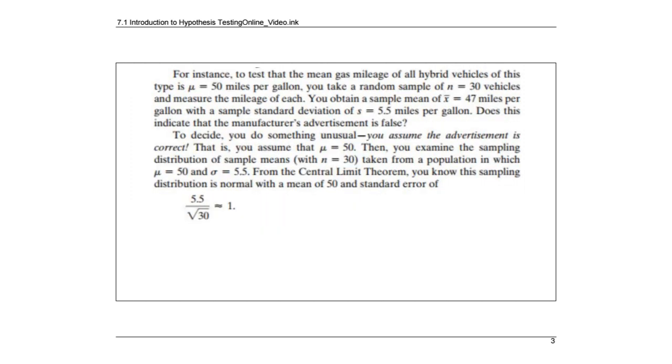Okay, so we're going to just do a quick overview here. We'll get into the guts of this as we go along. But let's say we're saying, okay, the mean is 50 miles per gallon, and we're going to look at 30 cars. So the claim is that the population mean is 50 miles per gallon. We're going to look at a sample size of 30. And when we look at those 30 cars, we find out that the sample mean across those 30 cars is 47 miles per gallon. And we have a sample standard deviation of 5.5 miles per gallon.